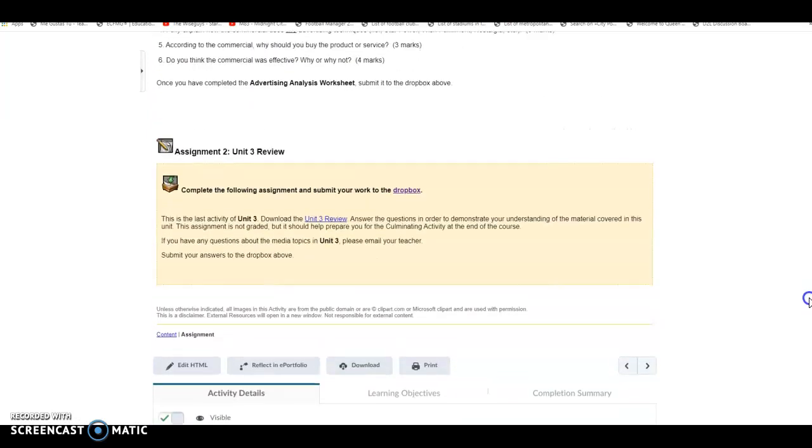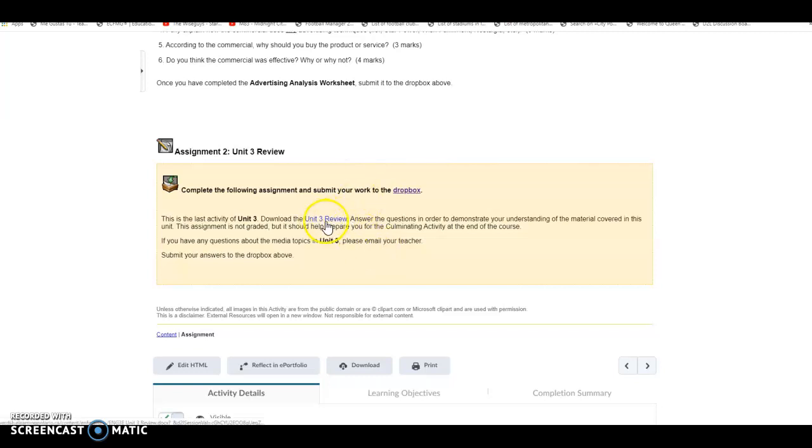Now assignment 2, since this is the ending of Unit 3, is going to be a review. You'll notice there is no marks or grade listed here. I will not grade your Unit 3 review. Just like we did in Unit 1 and Unit 2, I'm just giving you this as practice so that you can prepare for the major assignment that we'll have at the ending of the course, so that you're ready and that you remember the different parts of the unit.